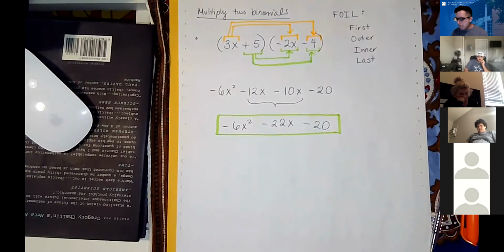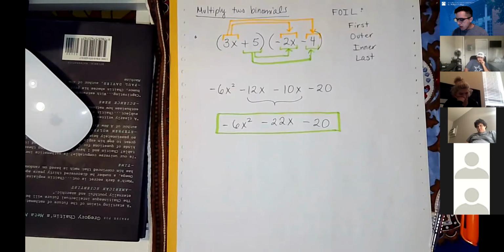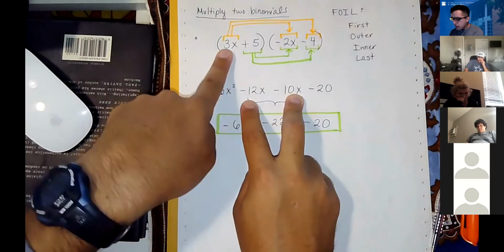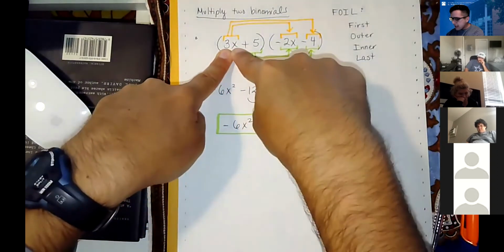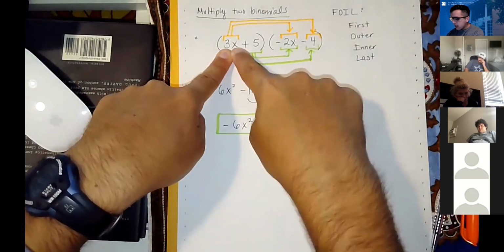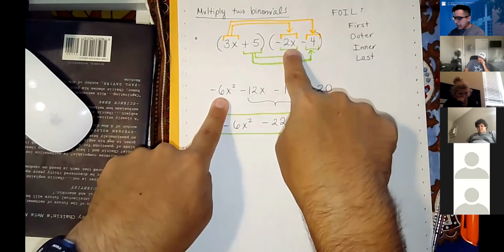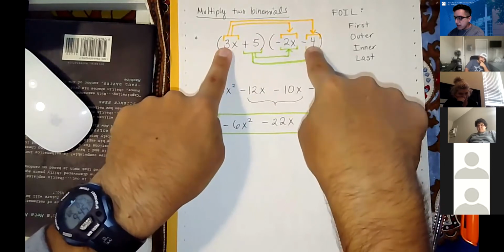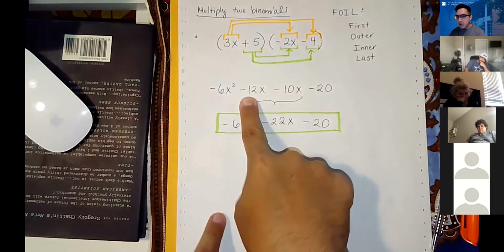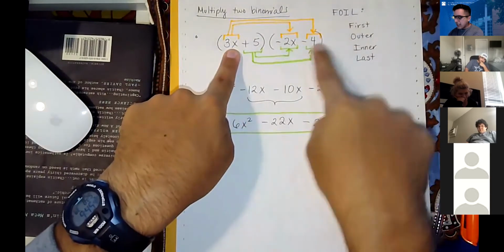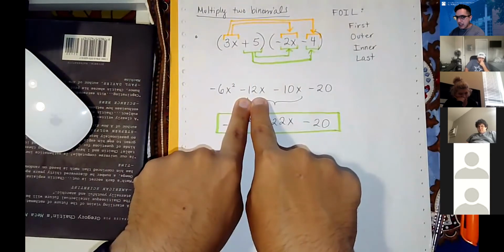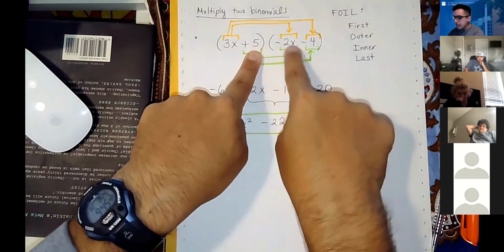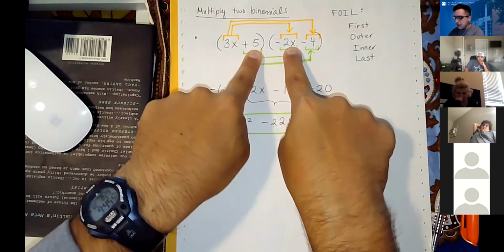Yeah, I didn't see how you got, well, I mean, I saw it obviously, but I didn't understand how you got 12 and 10. Okay, yeah. So for this one, 3x times negative 2x gave me the negative 6x squared, right? 3x times negative 4. What is 3 times 4? 12. So I did 3x times negative 4 to get the negative 12x. Okay, oh, I see. And then I did the 5 times the negative 2x to get the negative 10x.